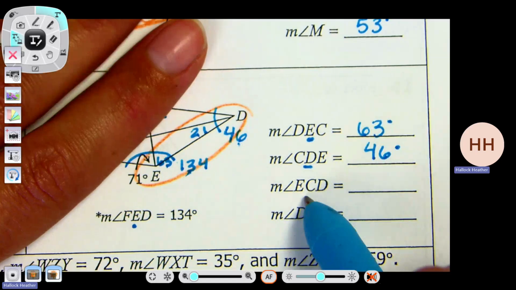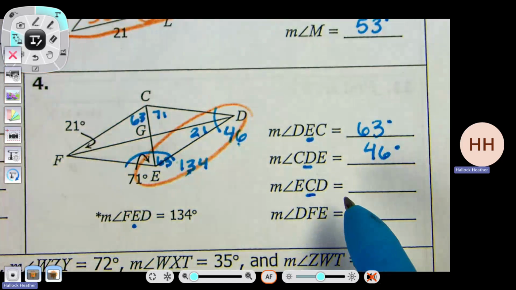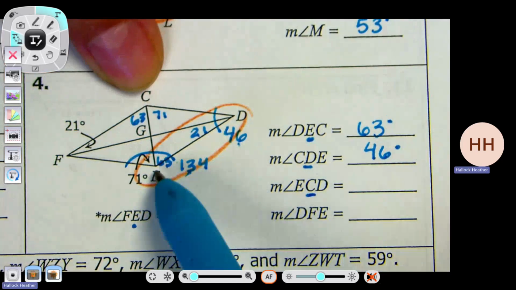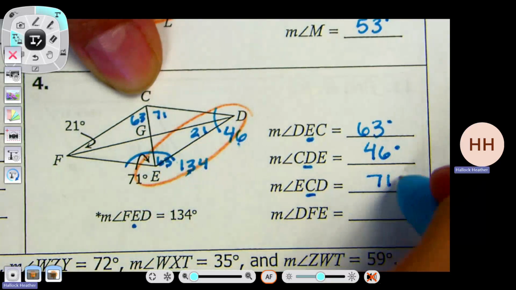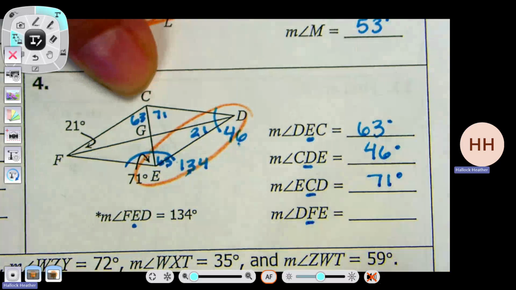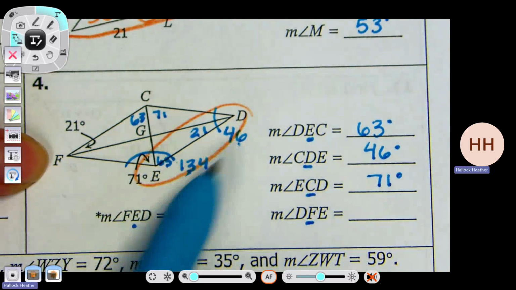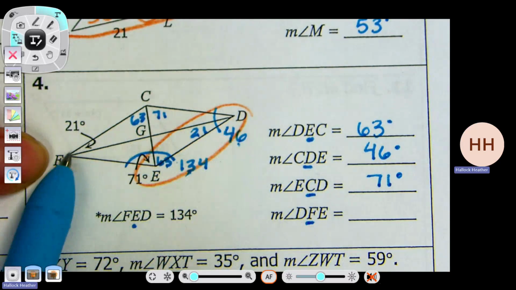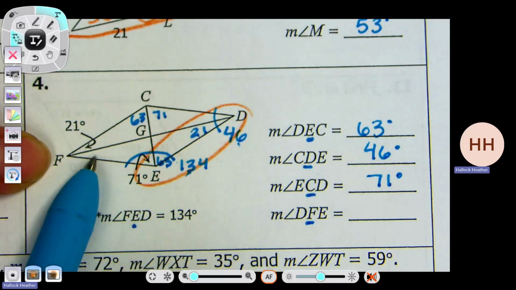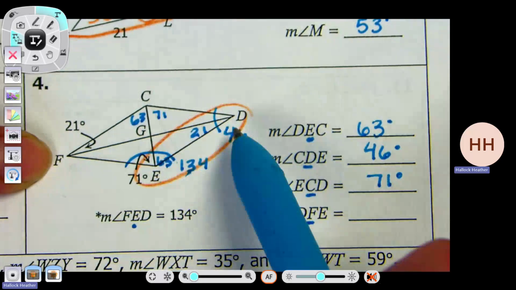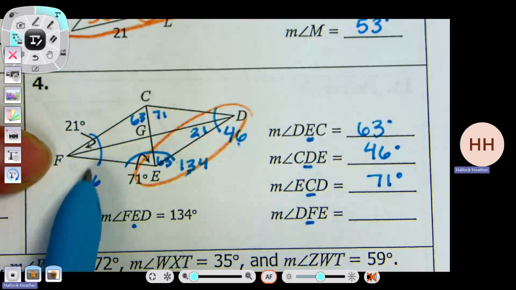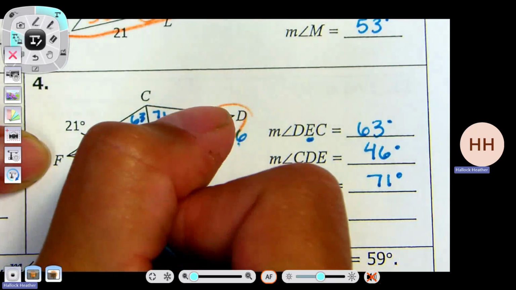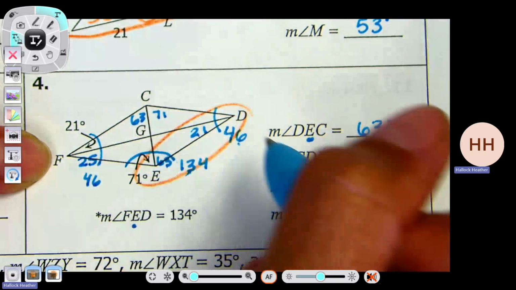So the next one is ECD. So if I go look at C, I start at E, I go to C, I end at D, 71. And then the last one focuses on F. So over here, I start at D, I go to F, I end at E. You have to do the same thing you did on the other side. So if you know this is 46 in total, you could just minus 46 and 21. So how much is that? 25. 25.